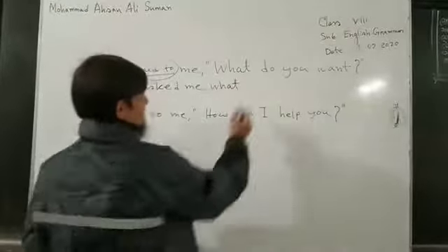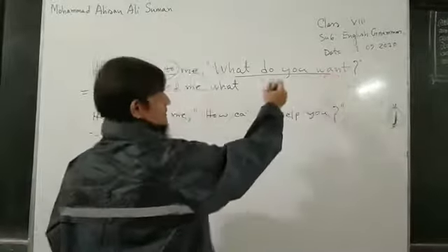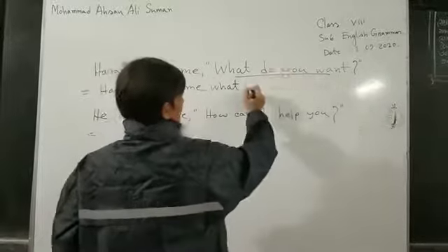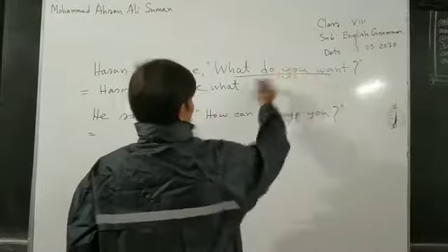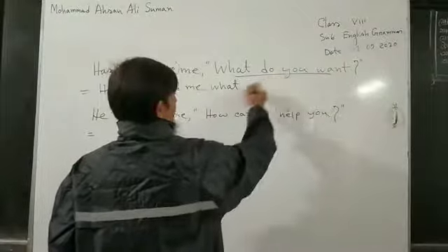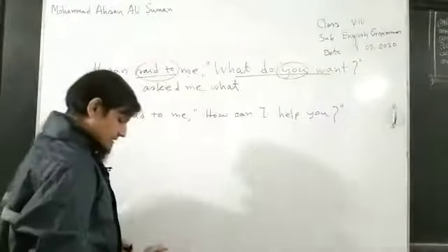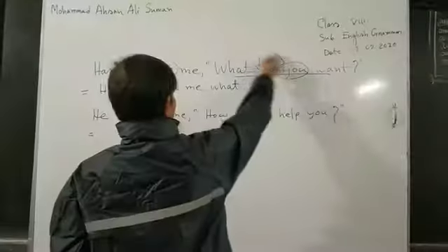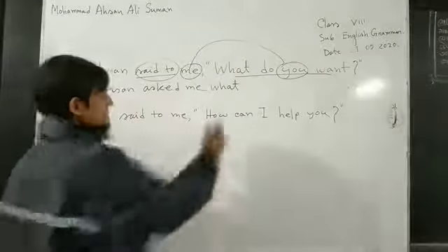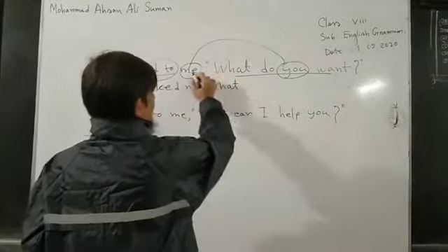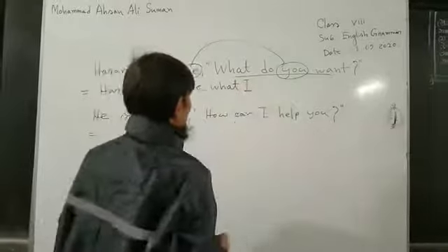Hassan asked me what. The sentence will turn into an assertive sentence, so I have to write first the subject, then the verb, then other words. So first we have to write down the subject. Here the pronoun you is used as a subject, and it is second person, so it is changed according to the object of the reporting verb. Here me is the objective form and its subjective form is I. So we have to write down I.